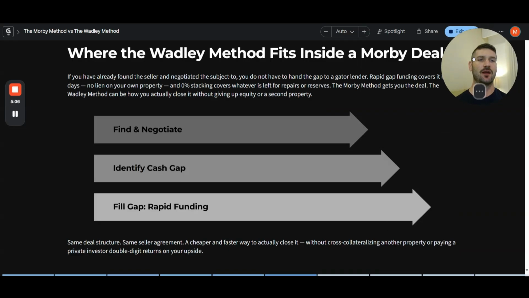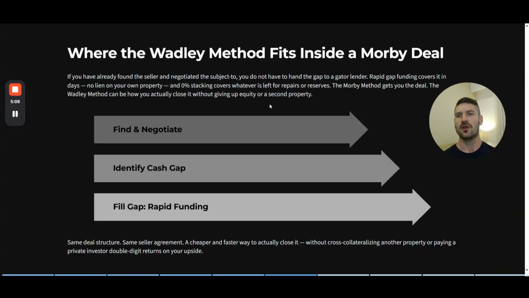So where the Wadley Method fits inside a Morby deal. If you've already found a seller and negotiated the subject to, you do not have to hand the gap to a gator lender. Rapid gap funding covers it in days, no lien on your own property, and 0% stacking covers whatever's left for repairs and reserves. The Morby Method gets you the deal. The Wadley Method can be how you actually close it without giving up equity or a second property.